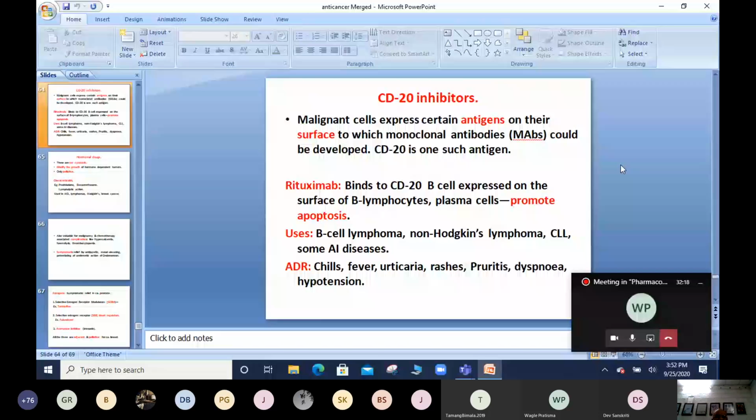Which are the drugs? Rituximab. It will bind to CD20 expressed on the cell surface of B lymphocytes, plasma cells. As a result, it will promote apoptosis. Uses: B cell lymphoma, non-Hodgkin's lymphoma, chronic lymphoid leukemia, and some autoimmune diseases. Adverse reactions: chills, fever, urticaria, rashes, pruritus, dyspnea, hypotension, etc.